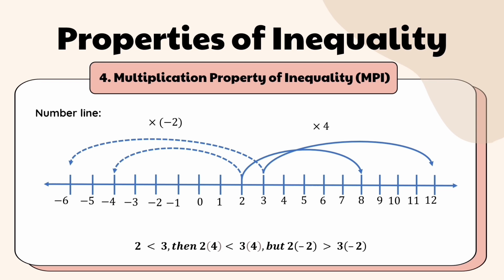Because 2 times negative 2 is equal to negative 4, and 3 times negative 2 is equal to negative 6. So negative 4 is greater than negative 6. So as you can observe here, when we multiply a negative number on both sides of the inequality, we must reverse the symbol from less than to greater than. That is only if we multiply by a negative number. We must reverse the inequality.